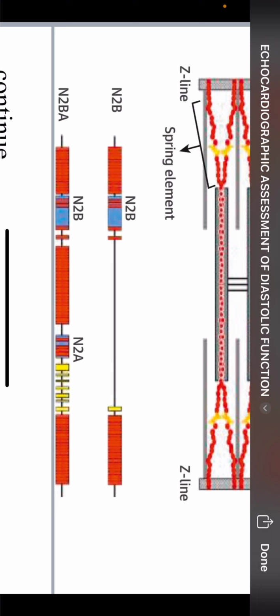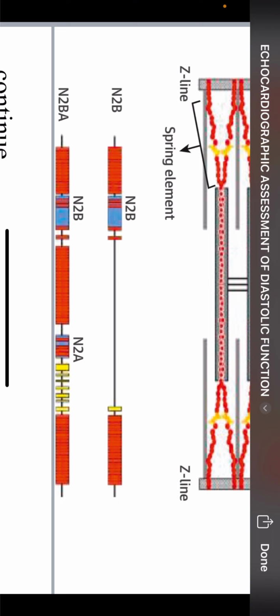Because it is compliant, it's okay, you can pull it. But the stiff one, you try to stretch it. Because it is stiff, it doesn't accept to be stretched. So the moment you release, it will come back like a spring. Whenever it comes back like a spring, then the sarcomere goes back to the resting position. That's what we want.